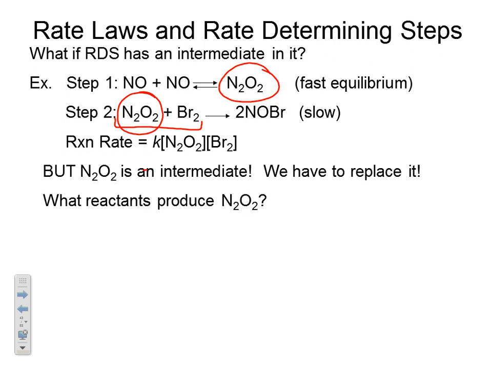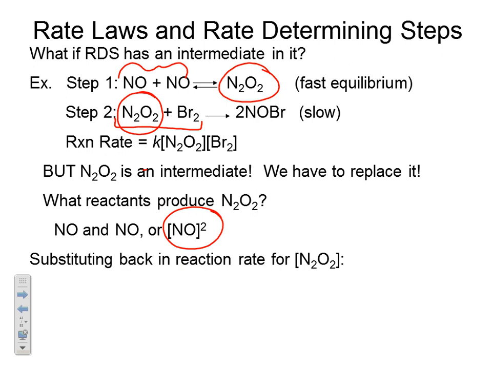So if we examine the steps that are shown to us, what reactants produced the N2O2? The two NOs did. So two NOs had to combine in order to create the intermediate N2O2. Writing NO and NO together, we get k times the concentration of NO squared. So we're going to replace the intermediate in our rate law. That's bad, we don't want that. We're going to replace that with this, and we get the rate is equal to k times the concentration of NO squared times the concentration of Br2. So if you have an intermediate in your rate law, you have to look back at your previous steps and replace it with what made it. You can't leave an intermediate in the overall balanced equation.